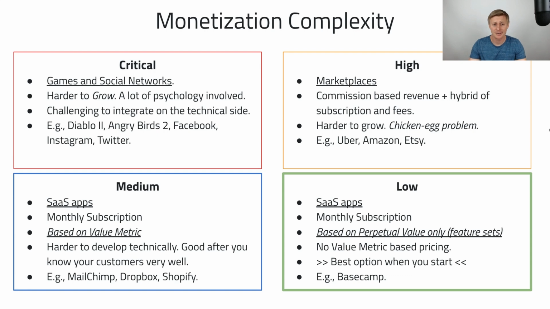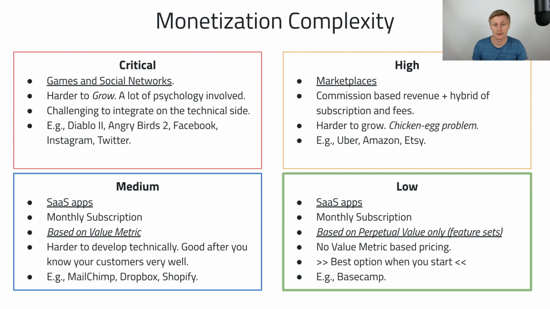I know I'm dumping a lot of information on you and some of you might already be overwhelmed. That's why I have this slide here to give you kind of guidelines. What software is easier to implement and sell? What pricing structure and monetization models are easier to develop technically? On this slide, I have 4 blocks for you. The top left starts with the most challenging types of software, which I labeled as critical. Then we have high complexity ideas, then medium, and finally low complexity ideas.